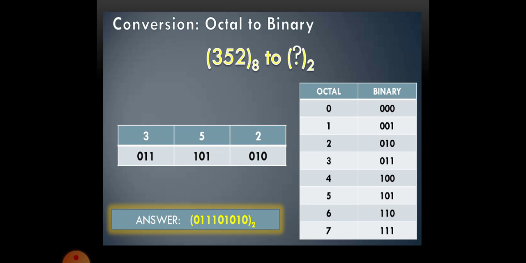How to convert octal to binary? Look at this, 352 is the octal number. So 2 can be represented in binary as 0, 1, 0. 5 can be represented as 1, 0, 1.